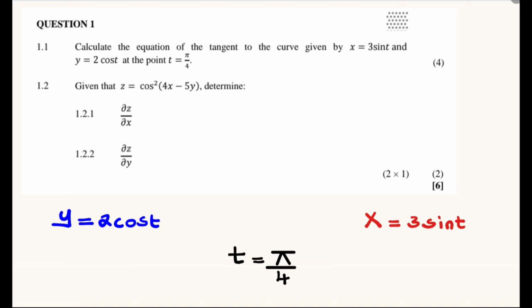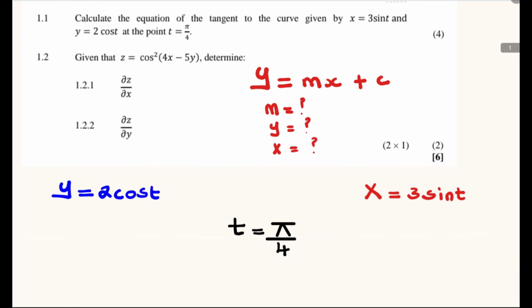divided by 4. The equation that we are going to calculate is not going to be in the form of t. It's going to be in the form y is equal to mx plus c, and we have to determine the gradient m using differentiation. So we don't have the m, and we have to determine the value of y and the value of x, which will help us determine the value of c.